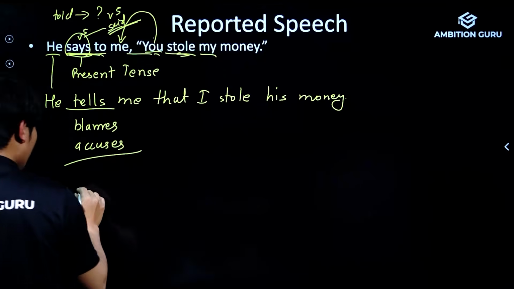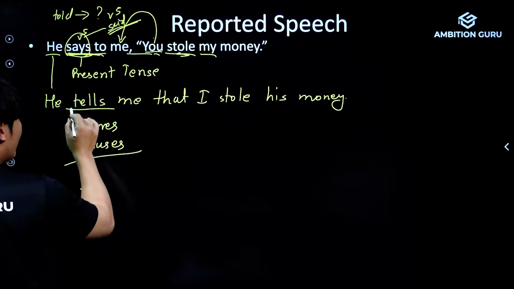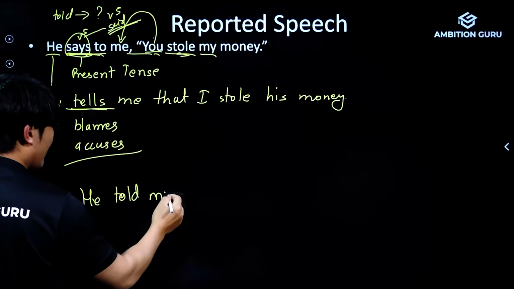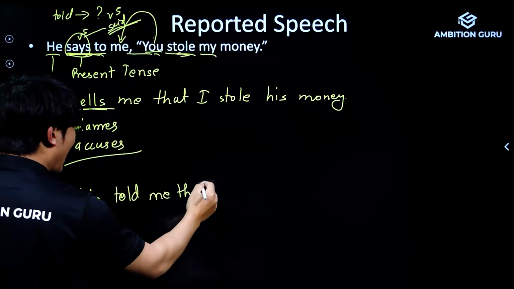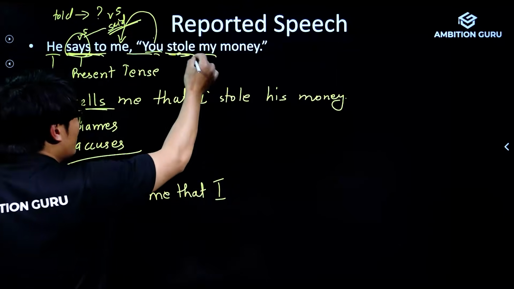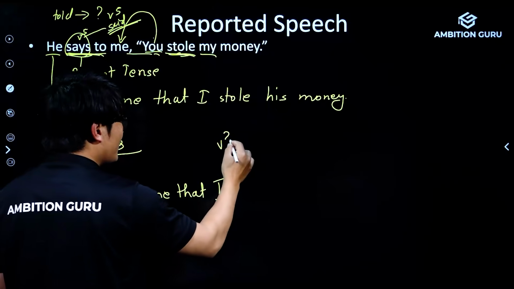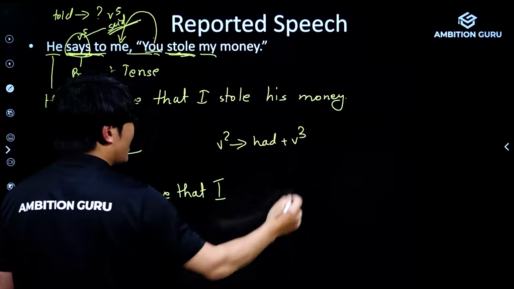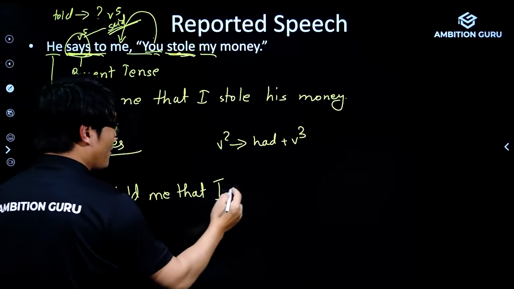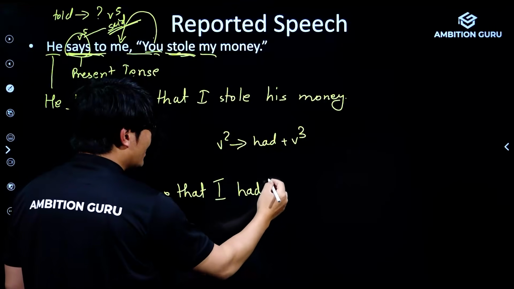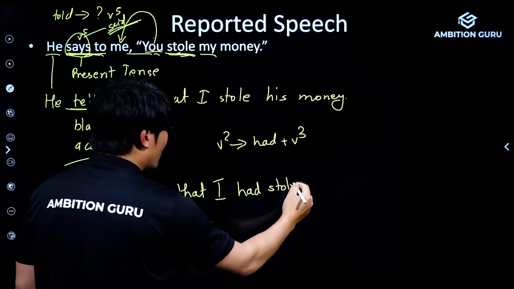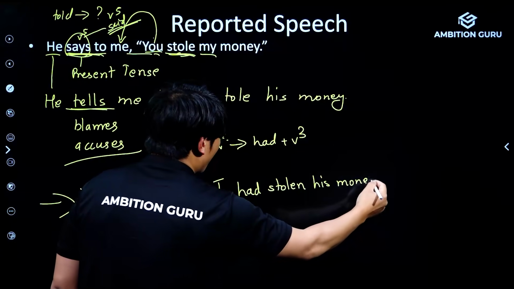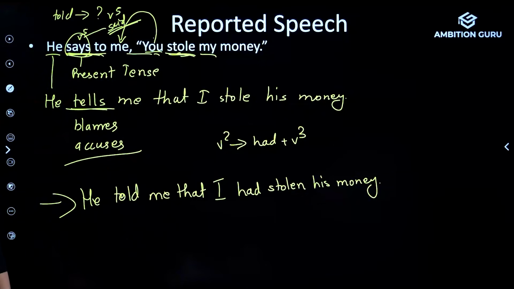Like he told me that I, remain I, and stole should be changed into verb 2 should be changed into had plus verb 3, or simple past should be changed into past perfect. So I had stolen his money. Clear?